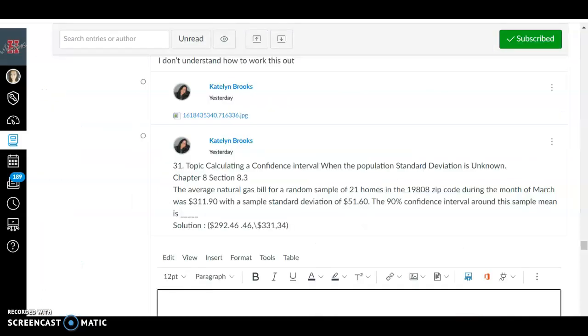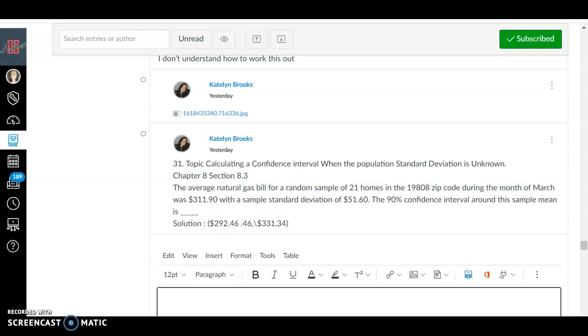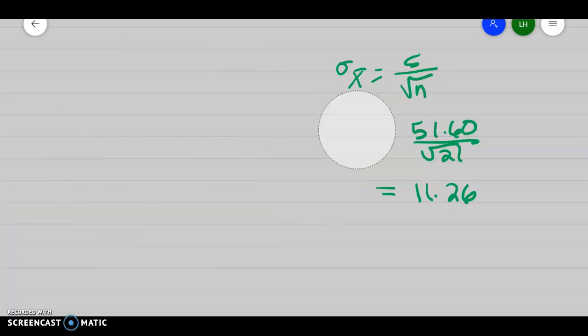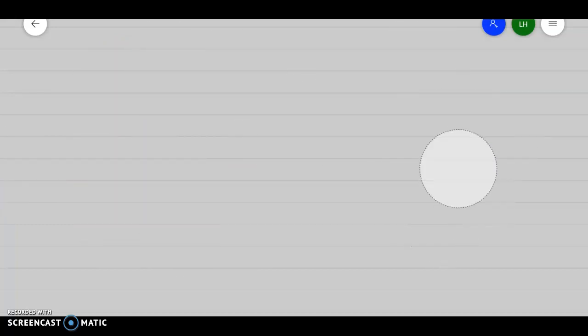Okay, so I want to help you on this problem here. The answers, I've noticed that there may be off a cent or two with the answer key, but the key here is the population standard deviation is unknown. Well, we can use the sample standard deviation in its place, but when we don't know the population standard deviation, we have to use the t-distribution. So I'm going to start over and show you how to calculate that.